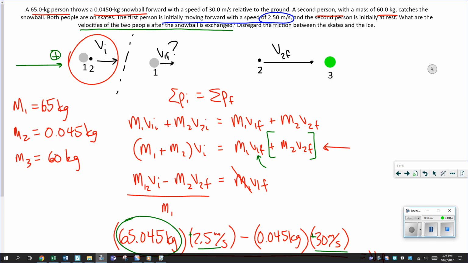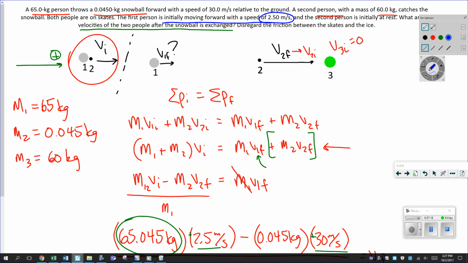Now, the thing is, what we have called so far V2 final actually becomes like a V2 initial for this second interaction. You get that? I'm going to call this V3 initial 0. This person isn't moving, just sitting there.